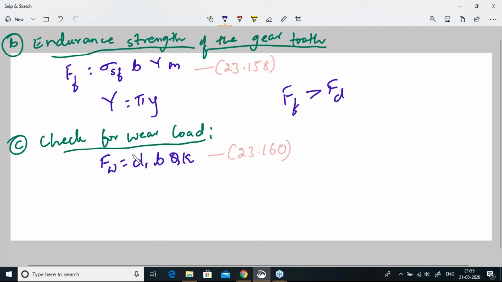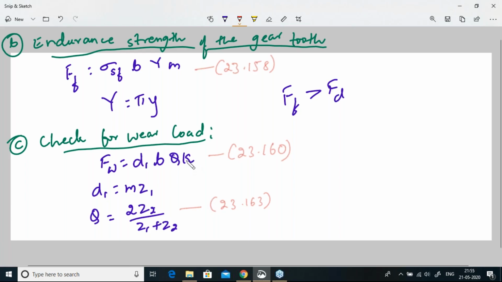So here D1 is nothing but the diameter of the pinion that can be calculated with the help of equation M into Z1. B is the face width. Q is called as the ratio factor. It can be calculated with the help of equation Q is equals to 2Z2 divided by Z1 plus Z2. Equation number 23.163. So Z1 and Z2 are the number of teeth on pinion and gear respectively.